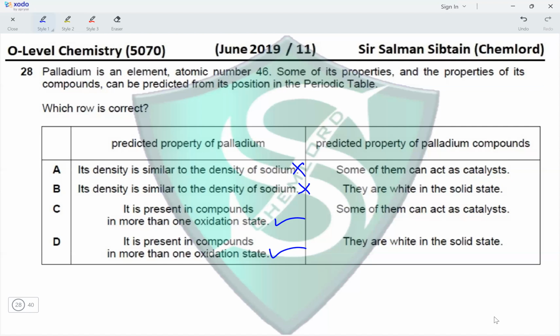Now, predicted properties of palladium compounds. Some of them can act as catalysts. Yes, this is another property of transition elements. And they are white in the solid state. No, transition elements form colored compounds. So option C is correct and option D is incorrect. This makes option C the correct option for this question.